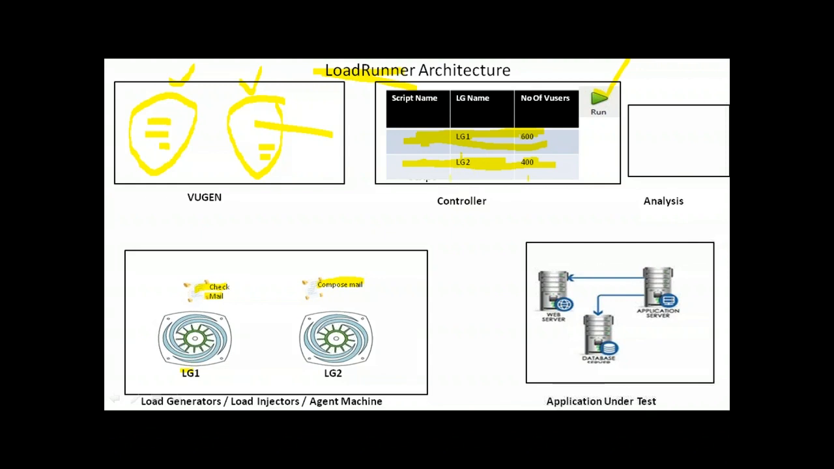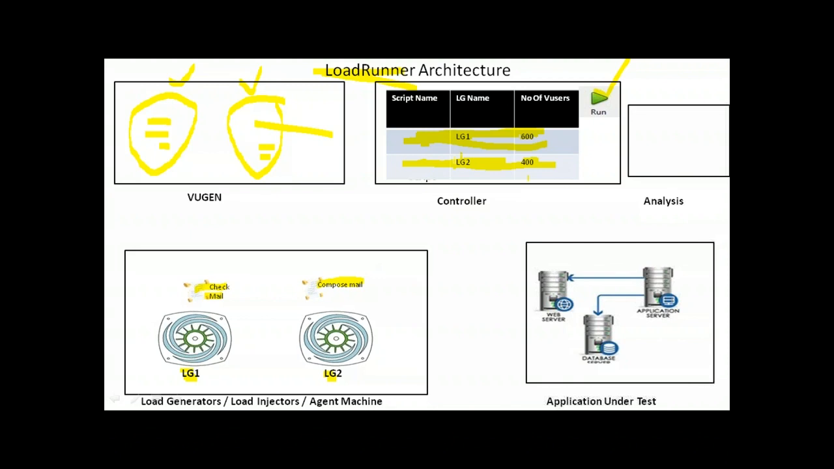Okay, so far it is clear. Shraddha, I'll take all those questions a little later. Let's first try to understand the whole process. Okay, I hope so far it is clear. So the check mail script is downloaded onto this LG1 machine and the compose mail script is downloaded onto this LG2 machine because you said so. Okay.